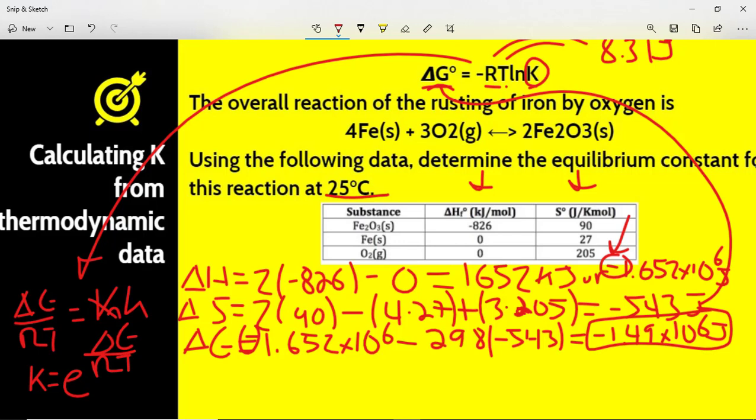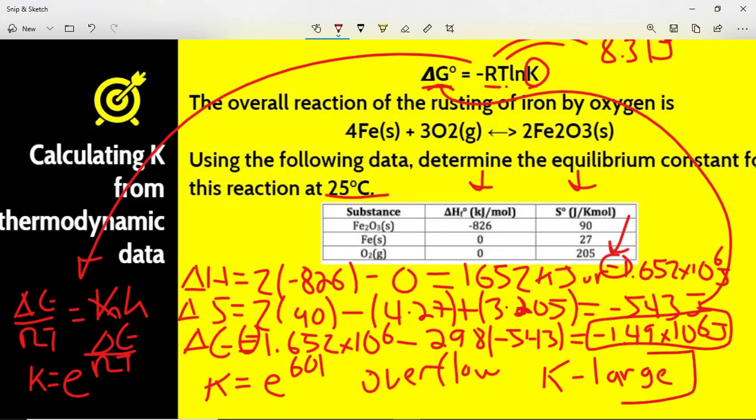Now what you're going to find is if you plug all these numbers in, K is actually going to equal E to the 601 power, which is going to give you an overflow in your calculator. But that actually tells you that K is really, really large. And if we know that K is much greater than 1, then we know that the products are favored in this reaction. Okay. Let's move on.